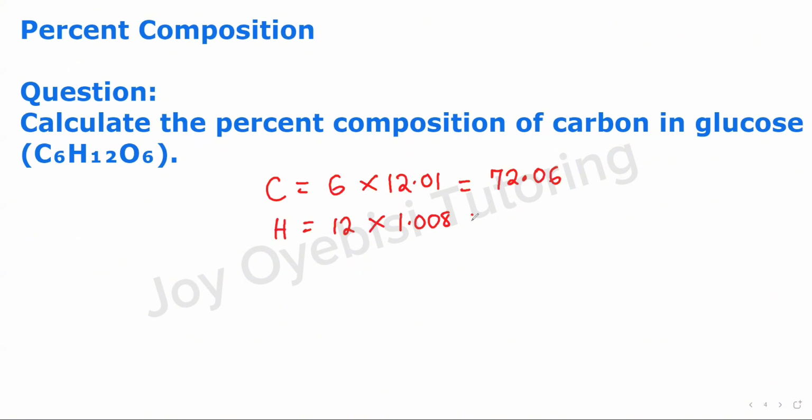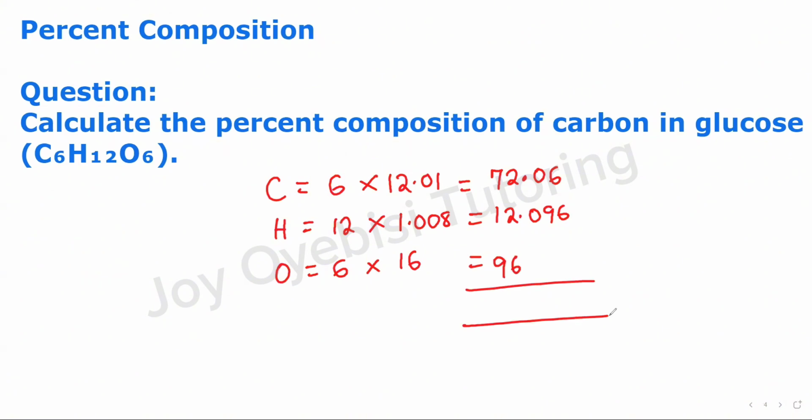So 12 times 1.008 gives 12.096. Now oxygen, you have 6 multiplied by 16. That gives us 96. Now we add them up. So 72.06 plus 12.096 plus 96 gives 180.156 grams per mole. That is the molar mass of glucose.